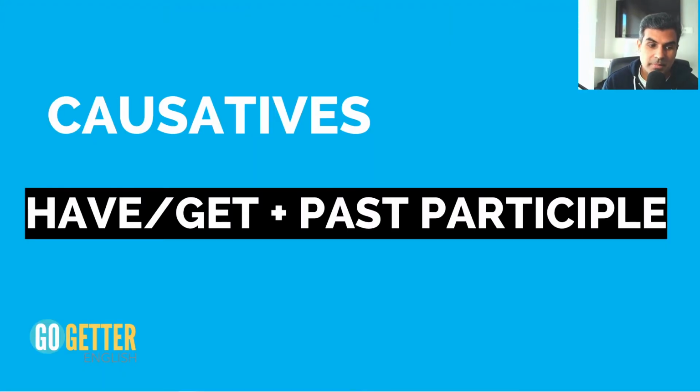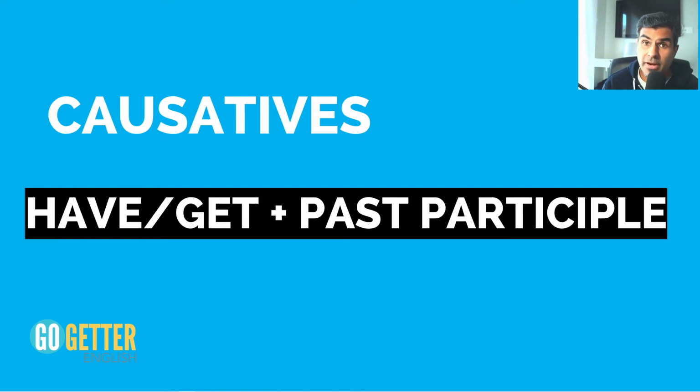Sometimes actions actually happen to you in a passive way. You didn't do the actions, but they actually had an effect on you. That's when we use causative passive structures. Now, what do we mean by causative passive structures?